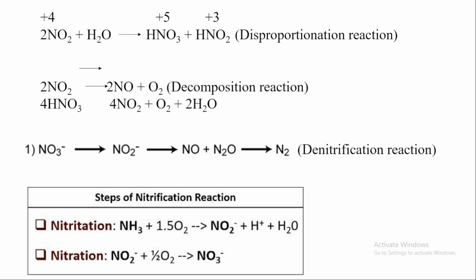Nitrosomonas and Nitrobacter were doing the nitrification part, nitrites into nitrates. Now if you see the denitrification reaction, it is exactly opposite of the nitrification reaction. In denitrification, nitrates first get converted into nitrites, then from nitrites into nitrogen oxide, and then it goes and forms molecular nitrogen.